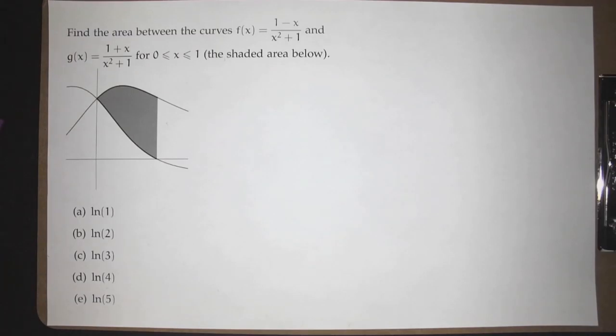Find the area between the curves f of x equals 1 minus x over x squared plus 1 and g of x equals 1 plus x over x squared plus 1. X goes from 0 to 1. It's the shaded area below, so it's what you see in the picture. We have some options: log of 1, log of 2, log of 3, log of 4, and log of 5. The answer is?